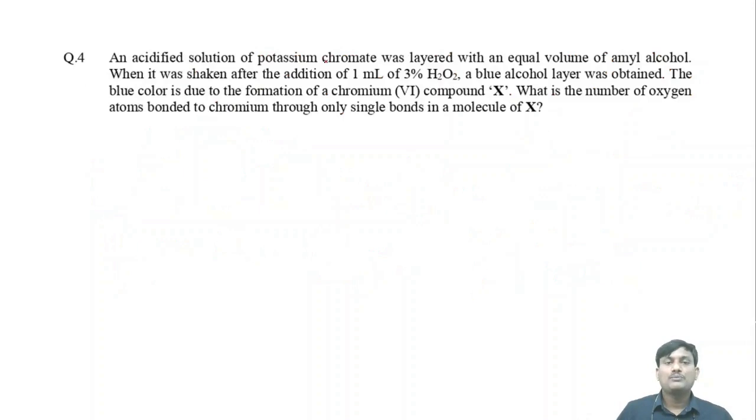An acidified solution of potassium chromate was layered with an equal volume of amyl alcohol. When it was shaken after the addition of 1 ml of 3% H2O2, a blue alcoholic layer was obtained. The blue color is due to the formation of chromium 6 compound X. What is the number of oxygen atoms bonded to chromium through only single bonds in a molecule of X?